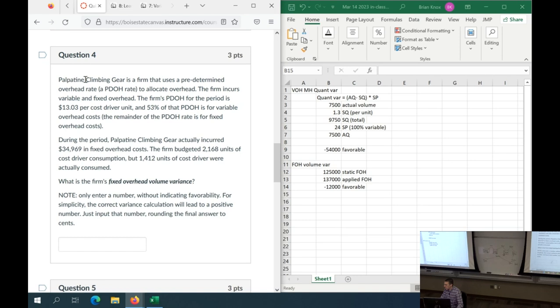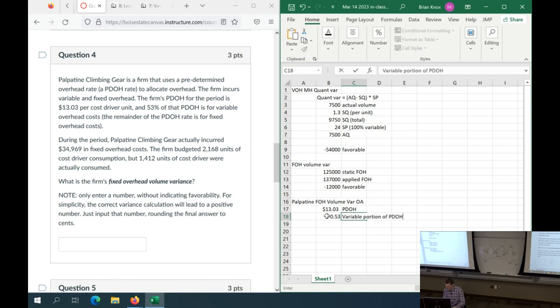All right, so Palpatine Climbing Gear is a firm that uses a predetermined overhead rate, a PDOH, to allocate overhead. Palpatine, fixed overhead, volume variance question. It's open answer. The firm incurs variable and fixed overhead. The firm's PDOH for the period is $13.03 per cost driver unit. I don't even name the cost driver here. I'm that lazy, or I'm trying to keep it generalized for you. And 53% is the variable portion of PDOH. The remainder is for fixed overhead costs.